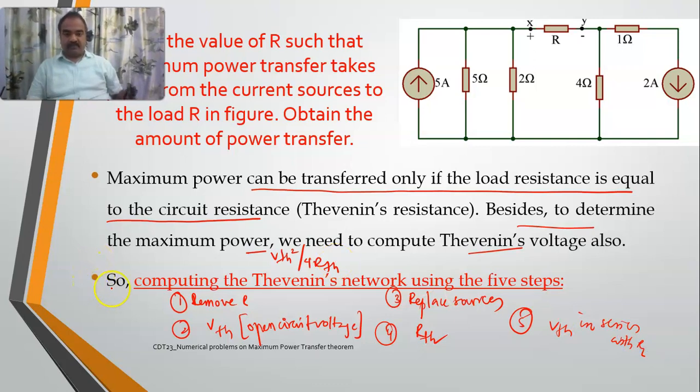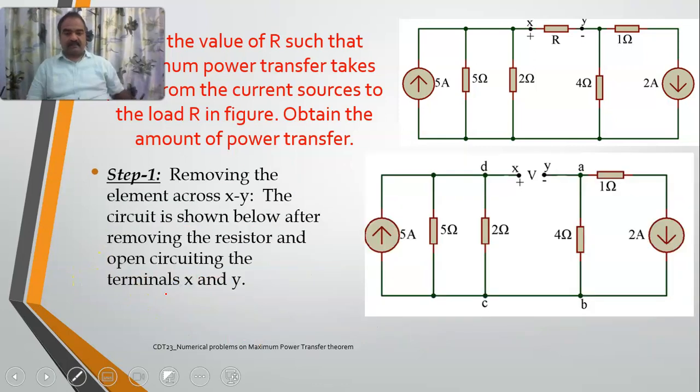First of all, I'll remove the resistance R, the element across the X and Y terminals. This is yellow, so I'm removing it. If I remove this one, the circuit will become like this. Now if you carefully see, how many effective nodes are there? Even though I have mentioned A, B, C, D, ignore them.